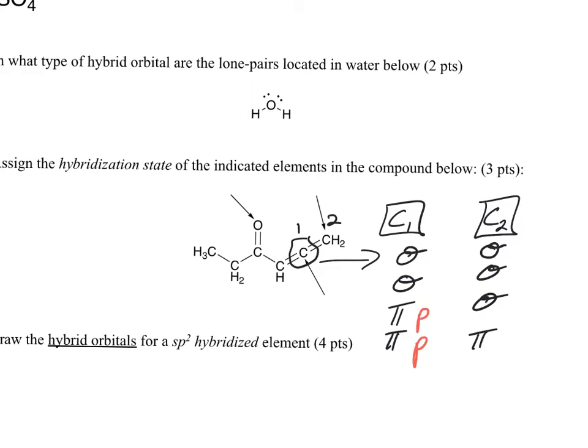The hybridization state then is sp, and the orbitals making the sigma bonds then are sp orbitals. So make sure you distinguish between hybridization state, hybrid orbitals, and the bonds they make.